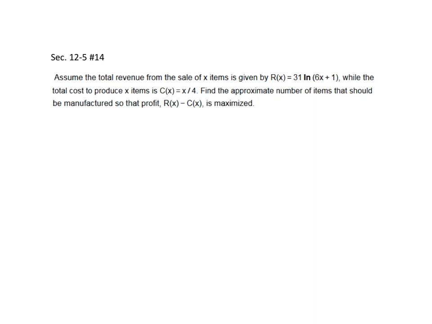Section 12.5, number 14 says to assume the total revenue from the sale of x items is given by R of x equals 31 times the natural log of the quantity 6x plus 1. And the total cost to produce those x items is C of x equals x over 4. Find the approximate number of items that should be manufactured so that the profit, which is R of x minus C of x, is maximized. First, we need to find R of x minus C of x.